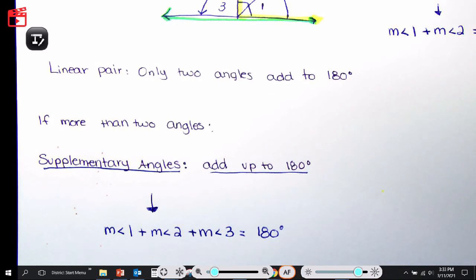Vertical angles, linear pair, complementary, supplementary. Those are 4 words. Oh, 5, congruent. You need to know what congruent means. 5 words that you have to memorize. Memorize those words. And then I will give you more words to memorize.